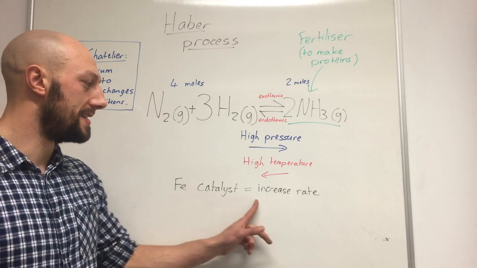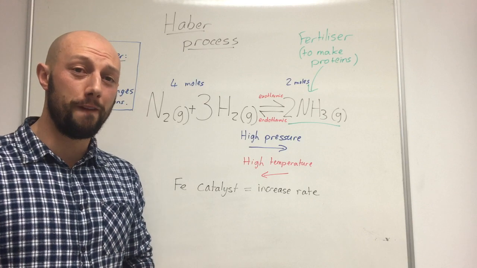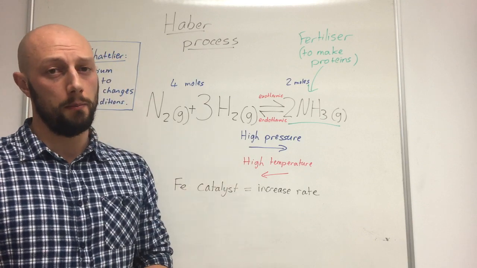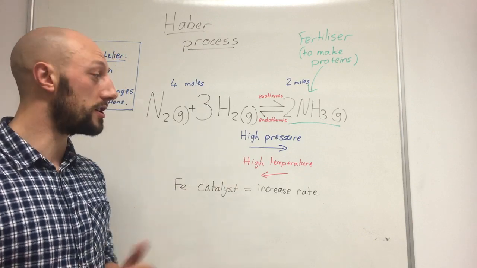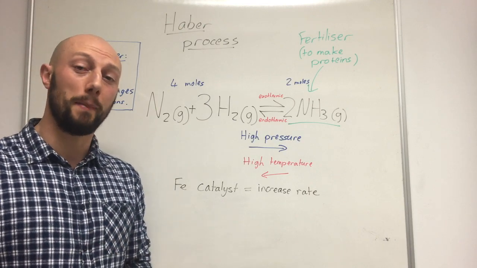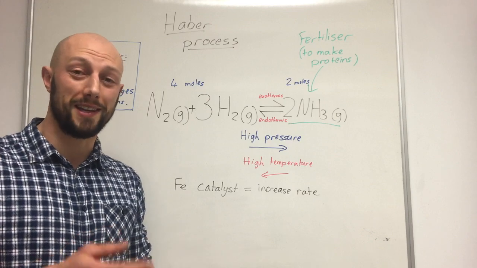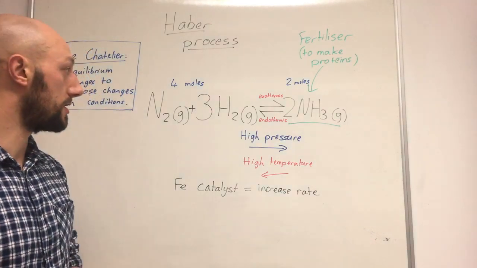The iron catalyst increases the rate of both the forwards and backwards reaction. So it doesn't affect the equilibrium at all, but the iron catalyst is useful again because like the high temperature, it doesn't necessarily do what we want for the yield, but it makes the reaction happen faster so you can produce more product quicker, and that is good for industry and cutting costs.